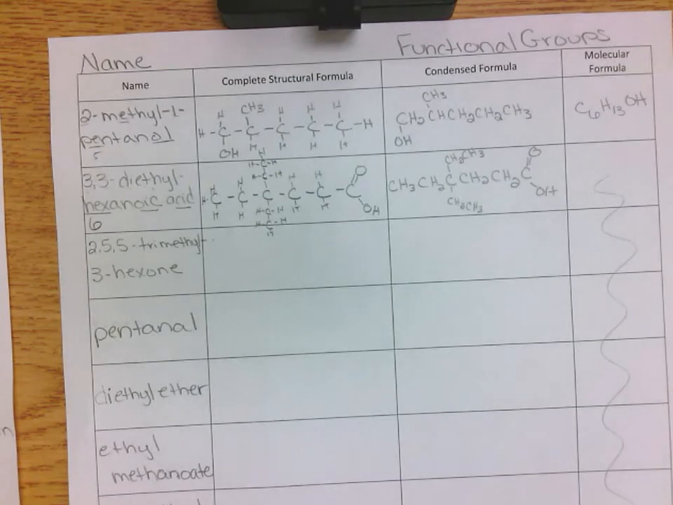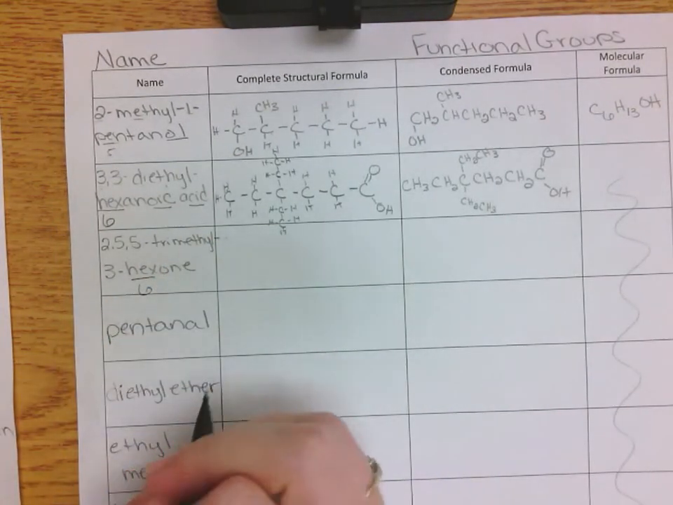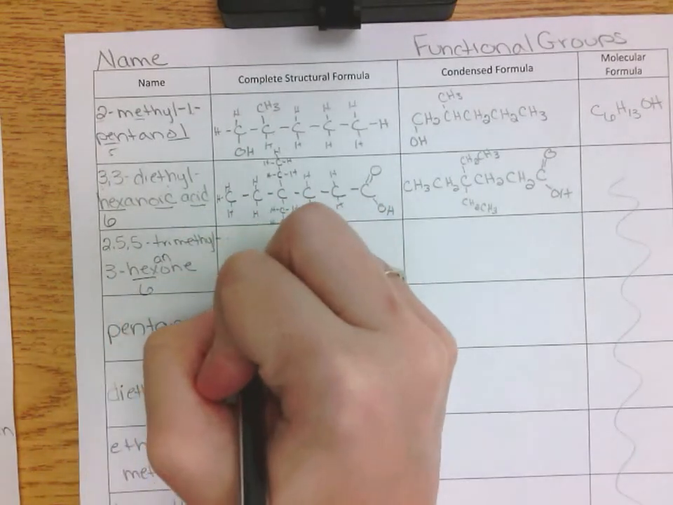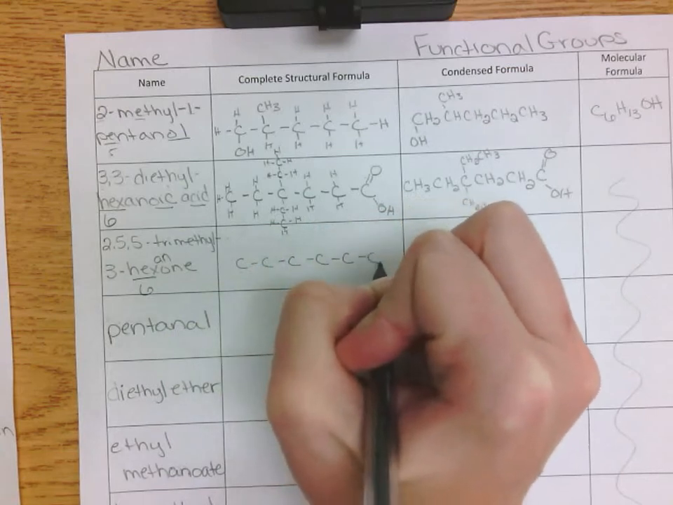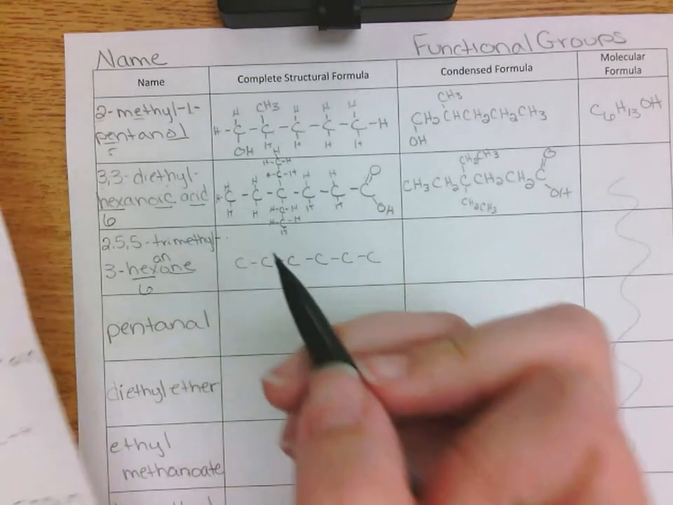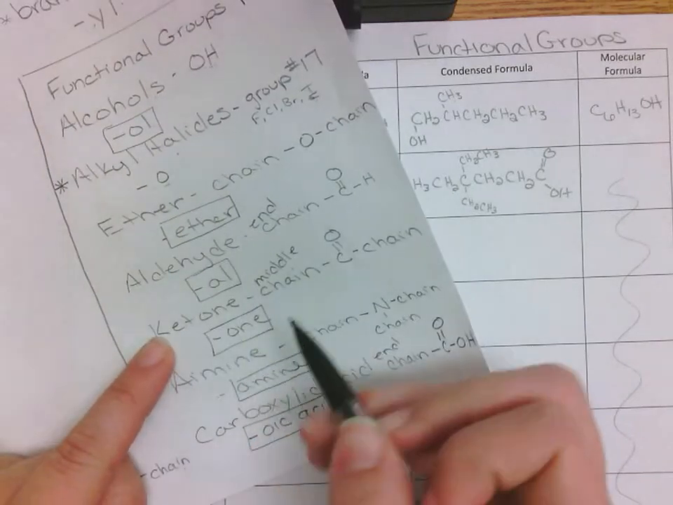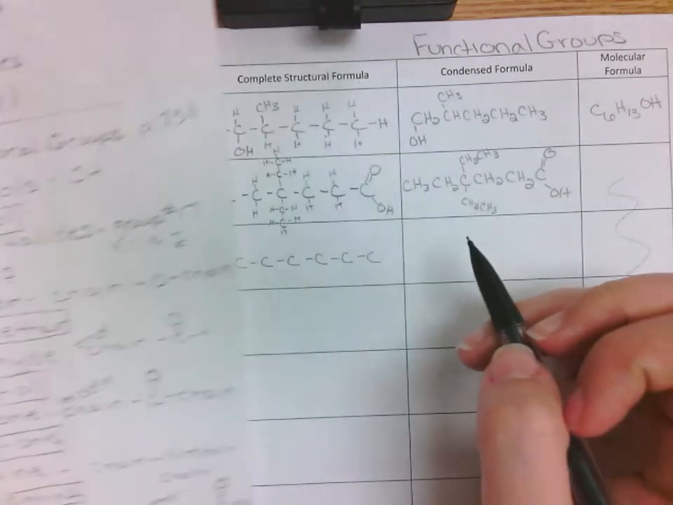Alright, third row. 2,5,5-trimethyl 3-hexanone. Let's start with the chain. Hex tells me 6. And actually I messed up. It should be hexan-one. So it tells me that there are single bonds. So I need 6 carbon in my chain. It ends in ONE. So if I go back to my functional groups, ONE, that's a ketone. It happens in the middle of the chain. It's a double bonded oxygen.